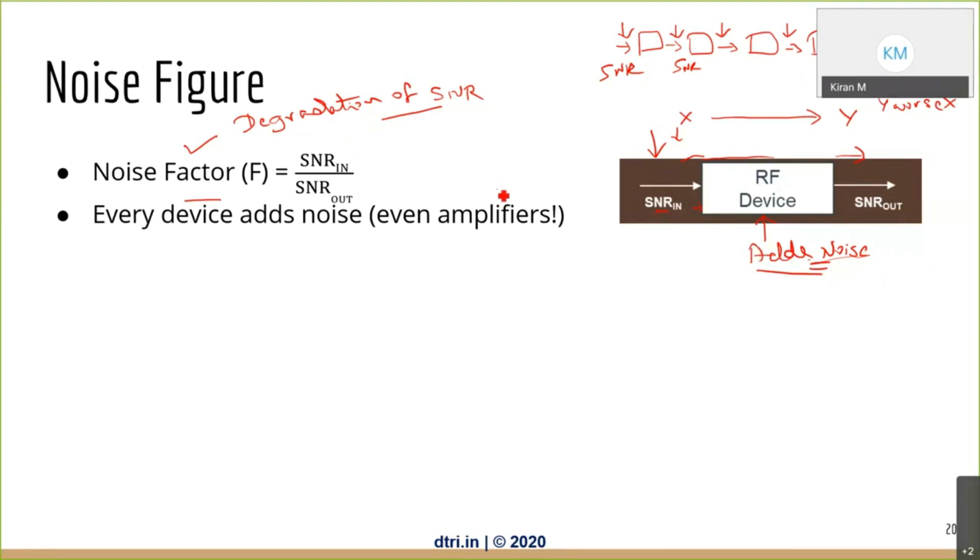And amplifiers are supposed to give gain. But you'll be surprised to know that they also add noise. They not only give gain, they also add noise. That means they also make the signal worse apart from giving gain. Every device does this.